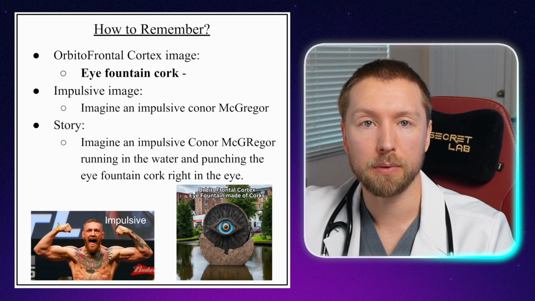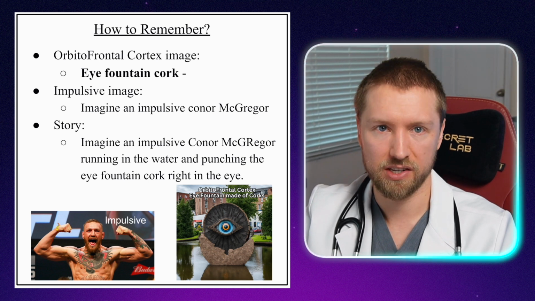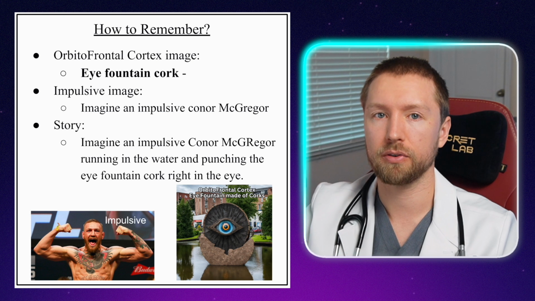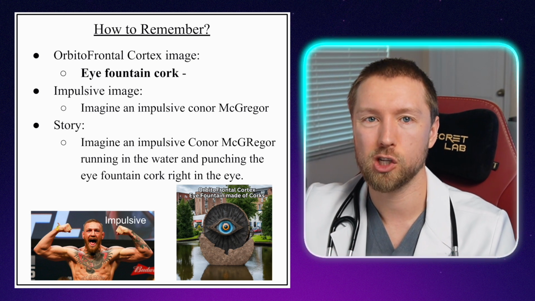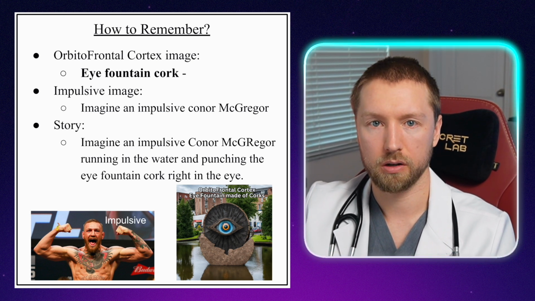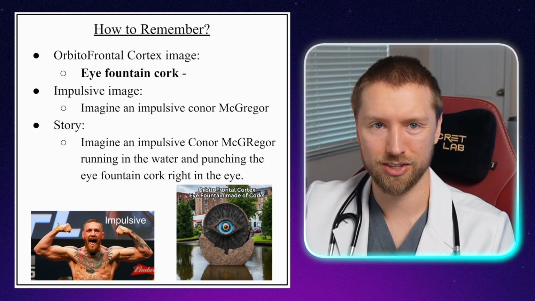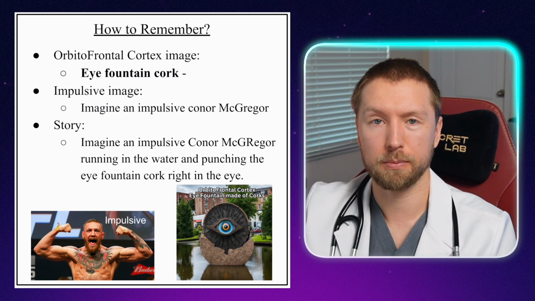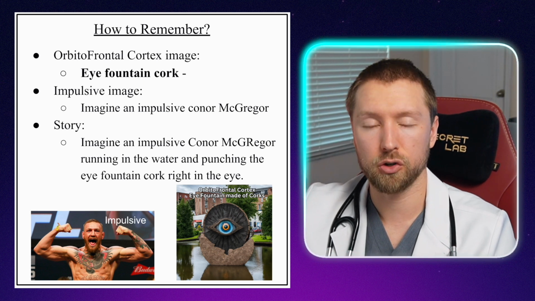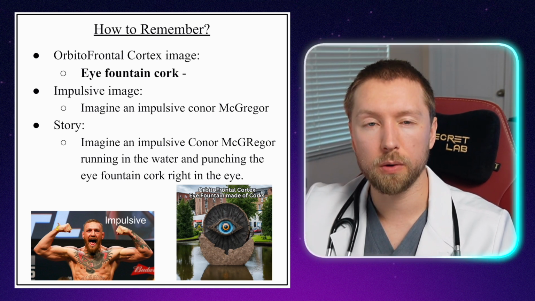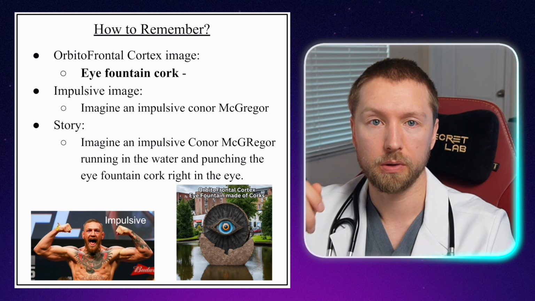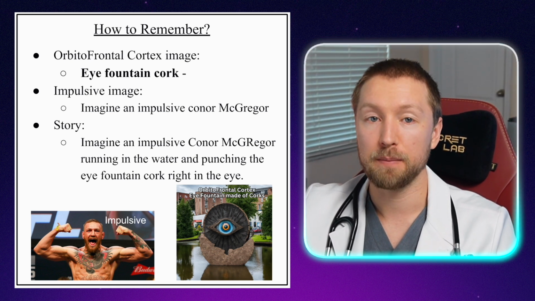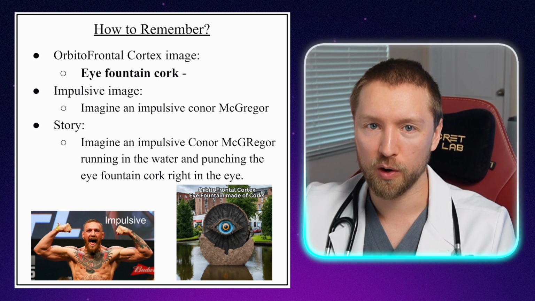Now, how can you remember the orbital frontal cortex and impulsivity? Well, let's get two pictures here. The orbital frontal cortex, we're going to turn that into eye fountain cork. It's an eye fountain made of corks. And for impulsive, we're going to imagine Conor McGregor, an MMA fighter. Fighters are usually very impulsive. And the story we're going to remember to link these two is imagine an impulsive Conor McGregor running in the water and punching the eye fountain cork right in the eye.